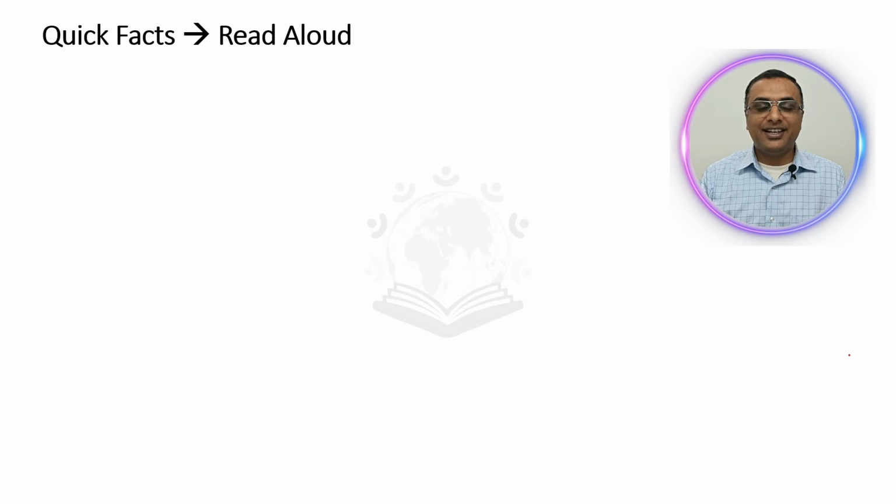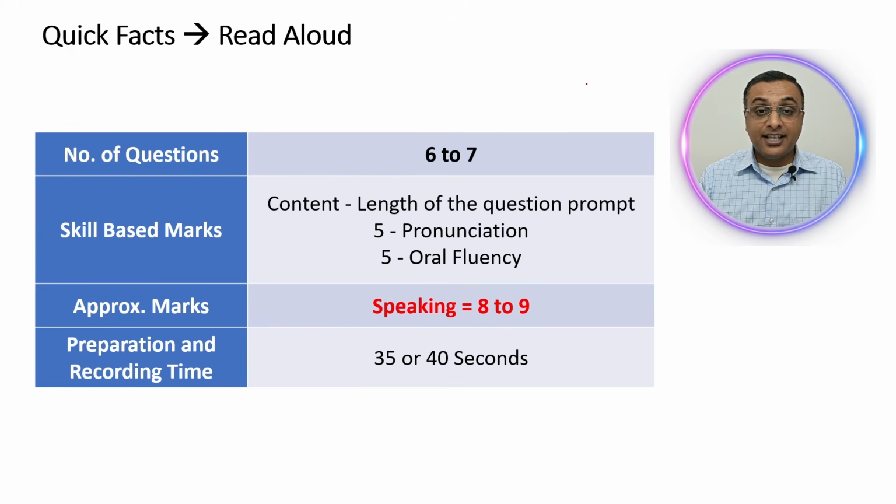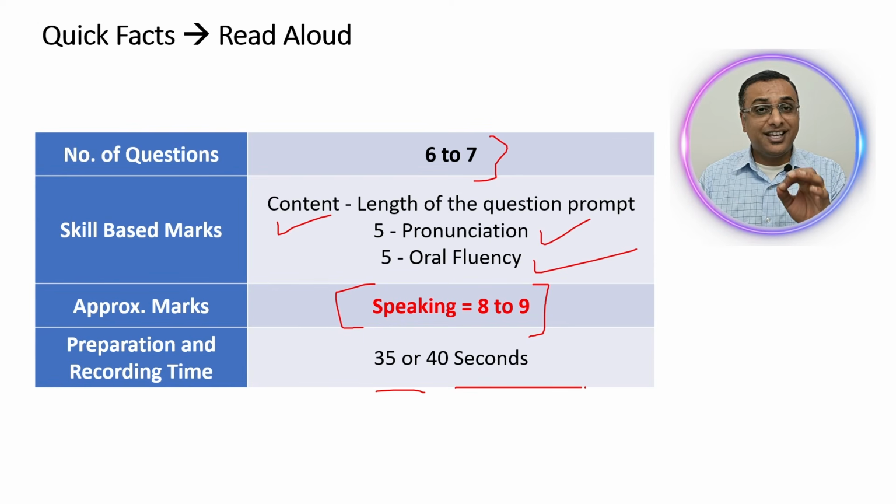Let's start off with read aloud. Here you would get 6 to 7 questions in your PTE exam, and the skills that are assessed are content, pronunciation, and oral fluency. You would get 8 to 9 marks for your read aloud questions, and the preparation time and the recording time is 35 seconds or 40 seconds per question in your exam.